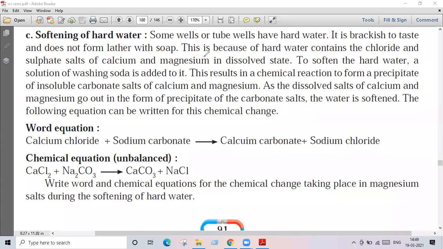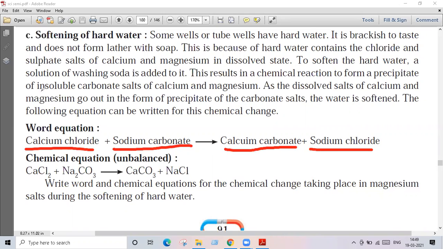This is because hard water contains chloride and sulfate salts of calcium and magnesium in dissolved state. Okay, they are present in it, therefore they do not get lather, meaning the foam is not obtained properly. So what happens here? The calcium chloride and sodium carbonate react and form calcium carbonate and sodium chloride.